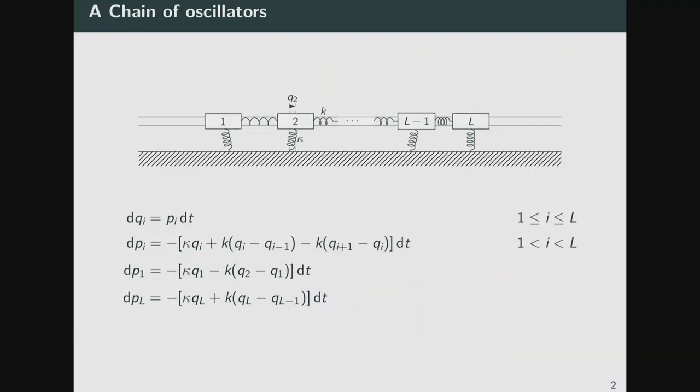This is the simplest thing you can think about. You have L masses. They're all connected to each other by springs, so by linear forces. This is k times the difference between the positions of the two masses, right? q is the position of each mass. And they're also pinned to the ground, so there's no translation invariance that allows the system to just go away to infinity. This model is pretty simple. In fact, a bit too simple. There are many ways you can deal with this.